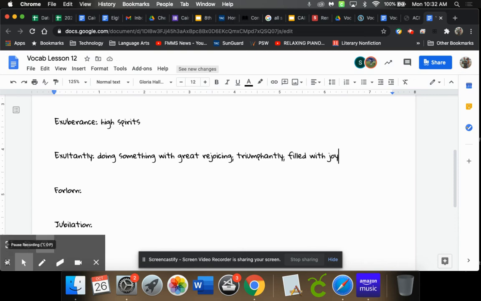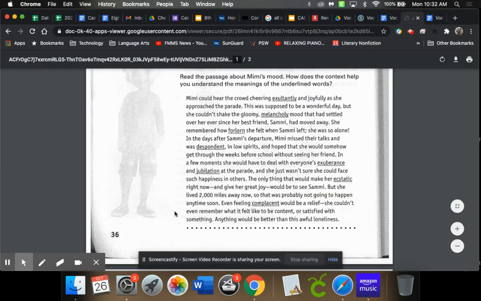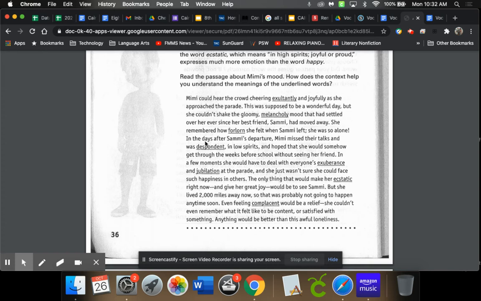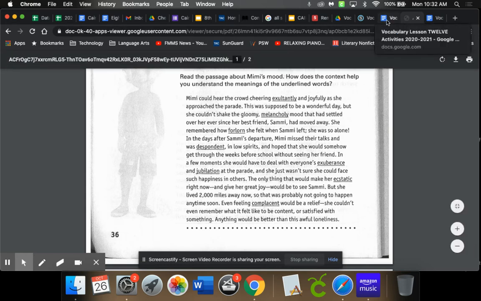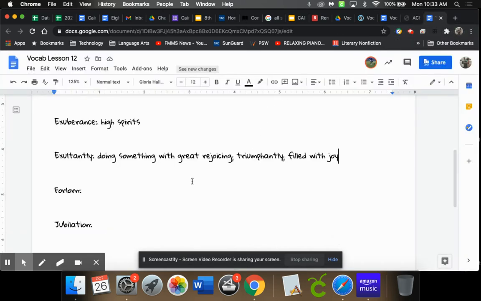The next word is forlorn. So forlorn here: she remembered how forlorn she felt when Sammy left. She was so alone. I felt forlorn when I learned I couldn't go to the Backstreet Boys concert in 2020 because I was going on vacation. I was forlorn, okay? It's not a happy feeling. Miserable and hopeless is what forlorn is. And sometimes with forlorn you also feel alone, alone and neglected.